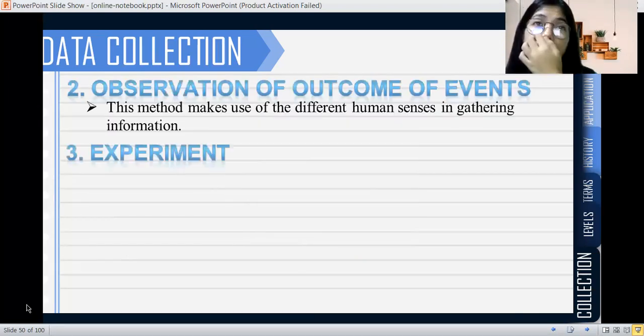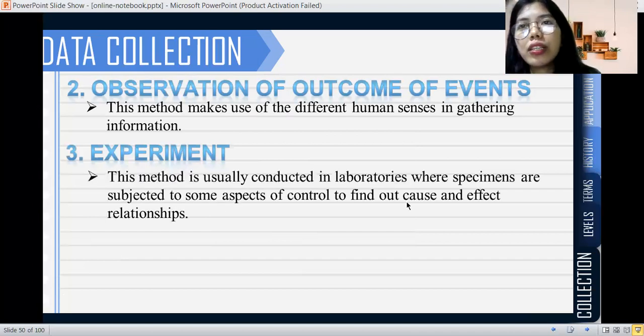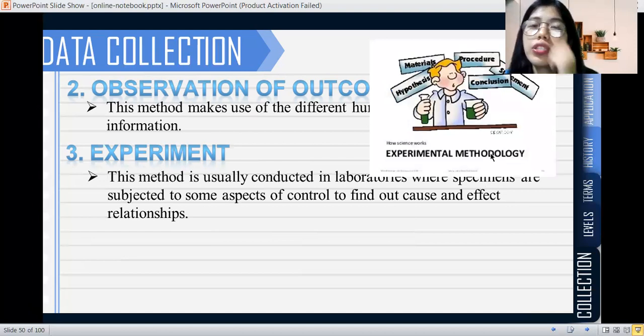We also have the third one, the experiment. This method is usually conducted in laboratories where specimens are subjected to some aspects of control to find out cause and effect relationship. Ayan po, sa experiment naman po na part, meron po tayong mga nagagawa dito mga different procedures, mga hypothesis testing, and the like. So, yun po, nakaka-gather po tayo ng mga data based on experiments.